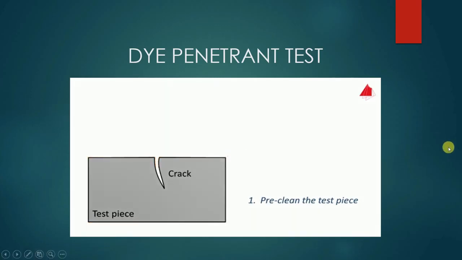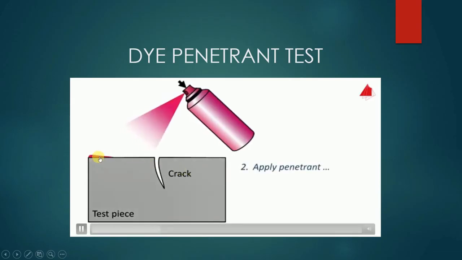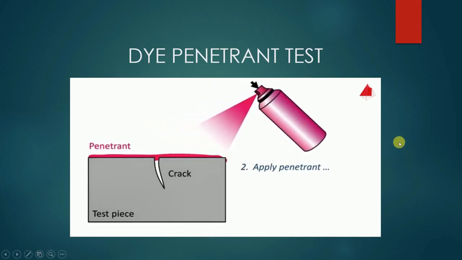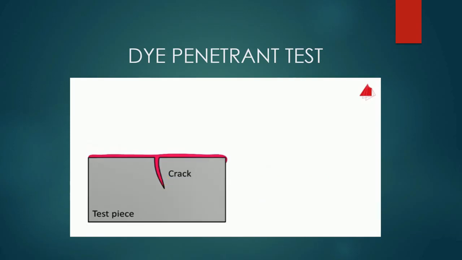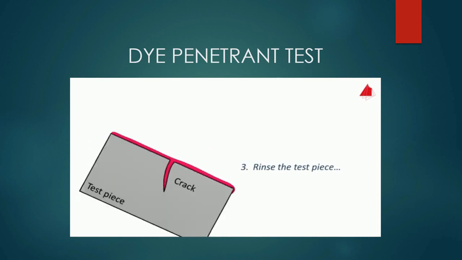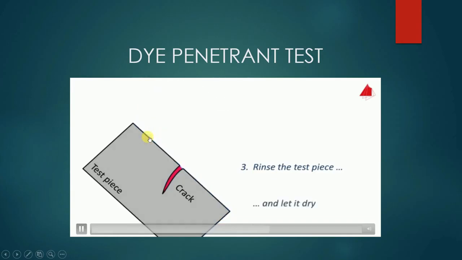You can see how dye penetrant test is done. First, we have to clean the test piece. Thereafter, penetrant will be used. Apply penetrant all over the workpiece. Then it will go into this crack if a crack is present. We have to allow it to soak or seep. Then rinse the test piece. Rinse the penetrant from the top surface of the object.